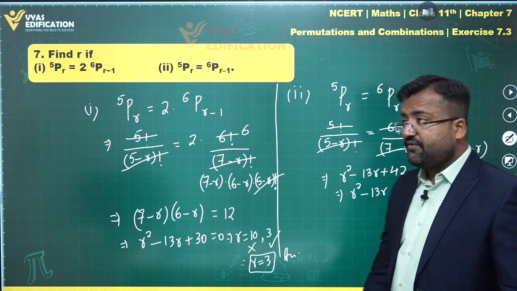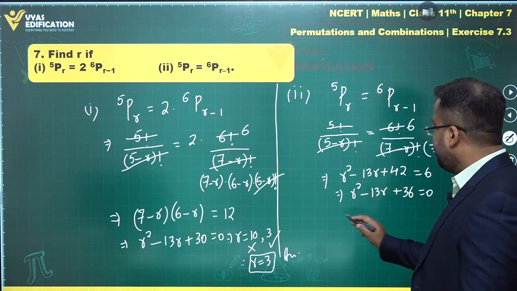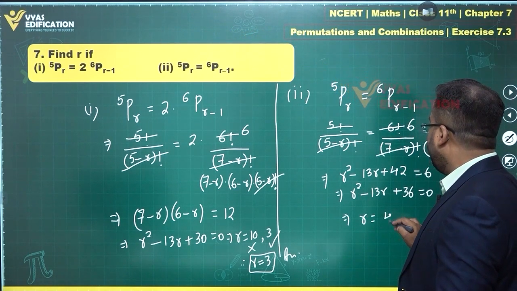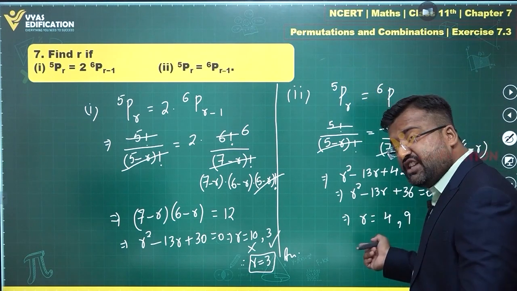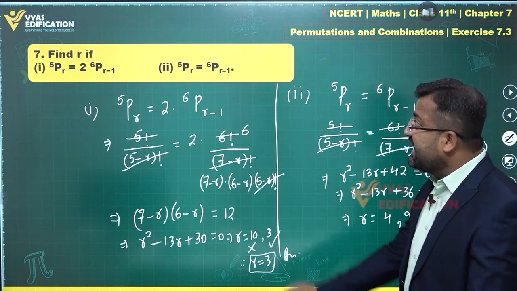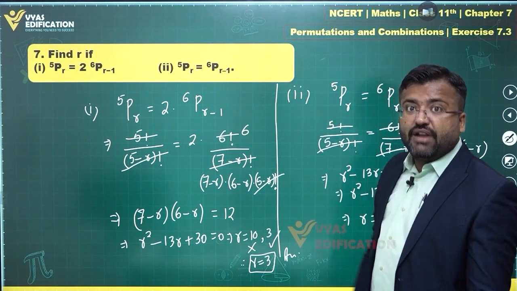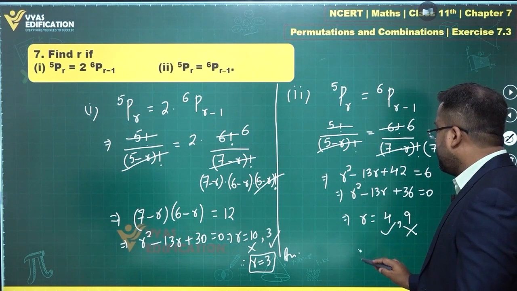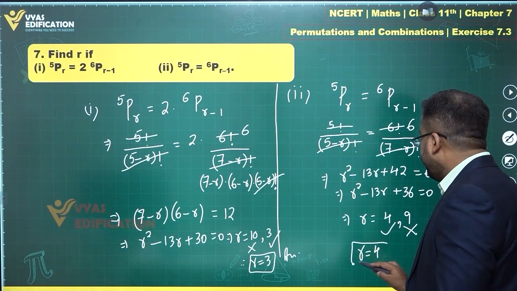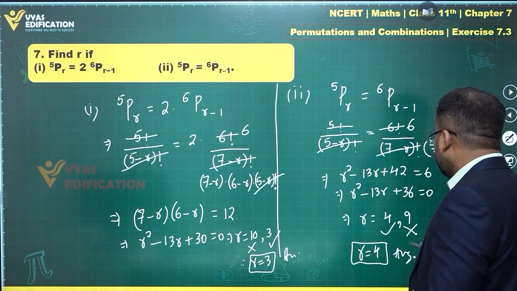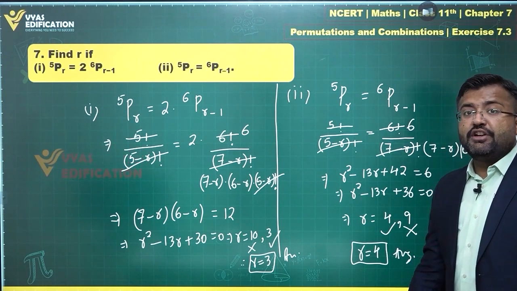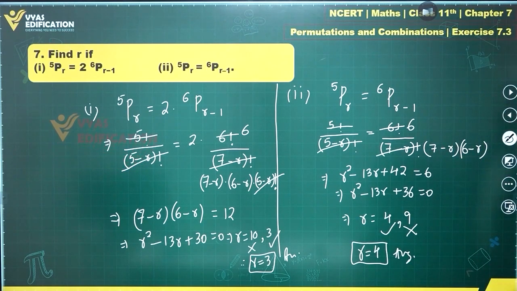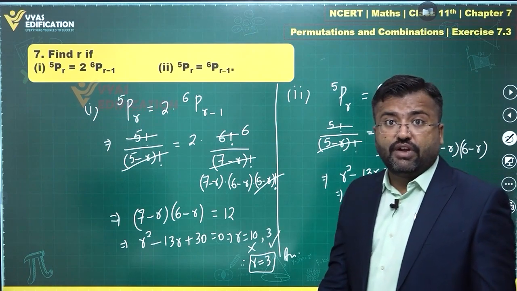Solving this, you can factorize this. Yes, 36 is actually 9 times 4. So R will be equal to 4 or 9 as per this equation. But let's check the condition. 5PR implies that R should be less than or equal to 5. So 9 is not acceptable. 4 is acceptable. Therefore, R is equal to 4 is my answer for this question over here. That's the complete solution, as you can see behind me. And that's all that you have over here in this question.